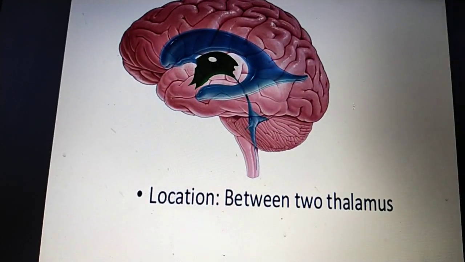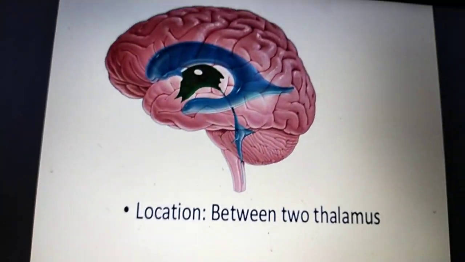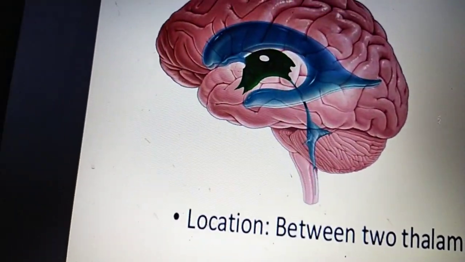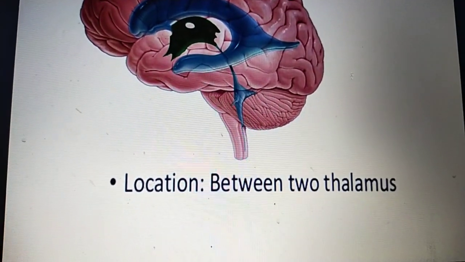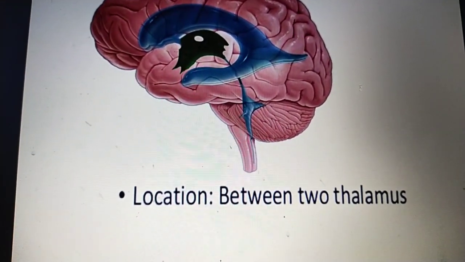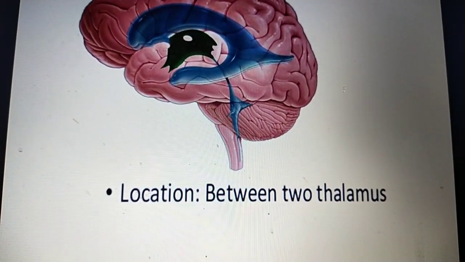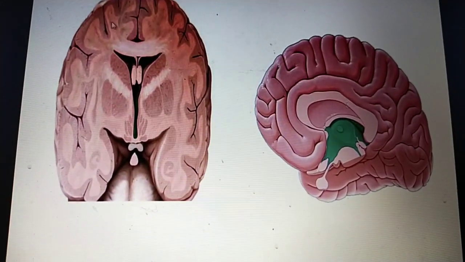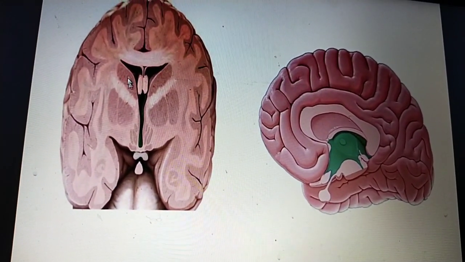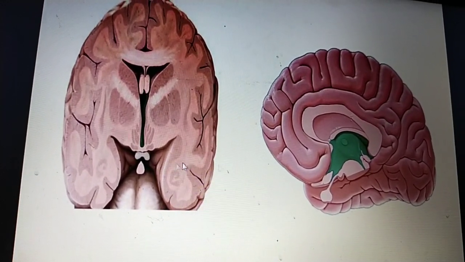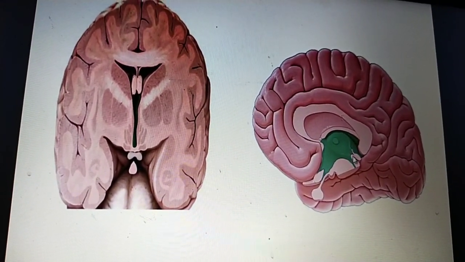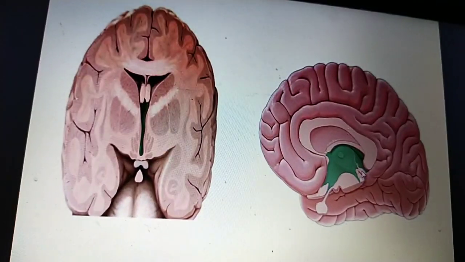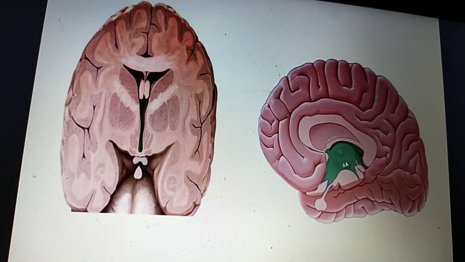You can go for the next, the third ventricle. It is present in the diencephalon, located between the two thalamus and hypothalamus. You can see here, these are the lateral ventricles and this is the third ventricle. This is thalamus and hypothalamus. It is present between the two thalamus and hypothalamus.